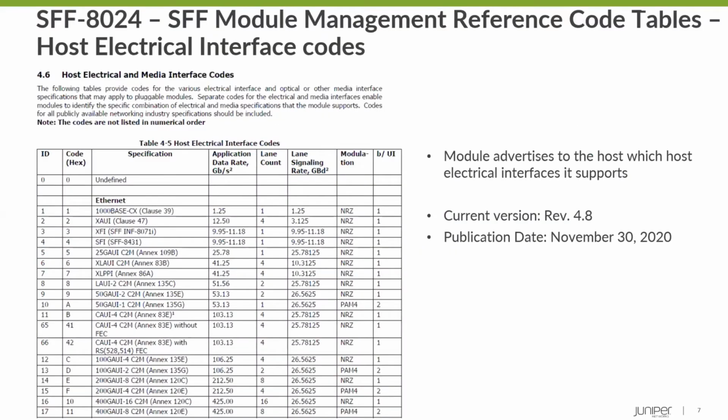One of the things that's really important for you to understand is that the CMIS refers to this document known as SFF-8024. That's the SFF Module Management Interface Code Tables. And two of the important tables in it I want to cover here today. One is the host electrical interface code. So this is how the host and the module link up. The module advertises what electrical interface codes it supports, and the host then selects one. So of course, down at the bottom of the screen would be our lovingly named 400G AUI-8 chip to module for 400 gig applications with an 8x50 gig electrical interface.